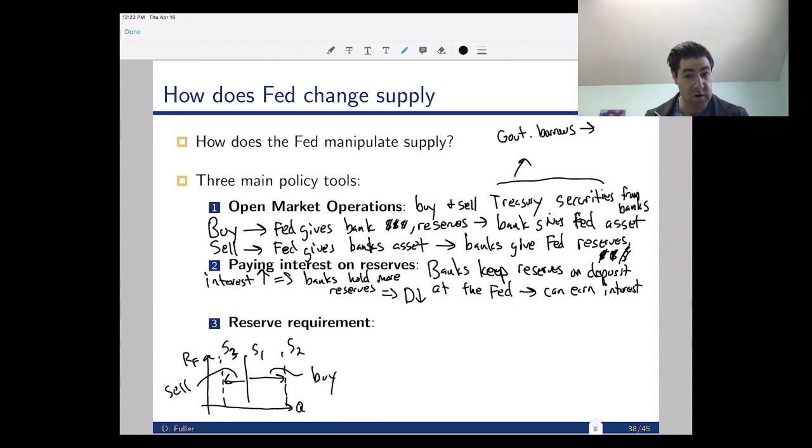Obviously, it's vice versa, right? If they pay less interest, then banks are going to hold fewer reserves on hand at the Fed, and they're going to have to go to the federal funds market more frequently to cover their liquidity needs.